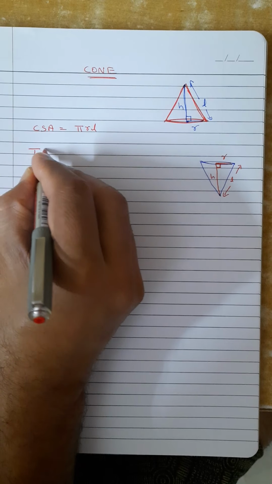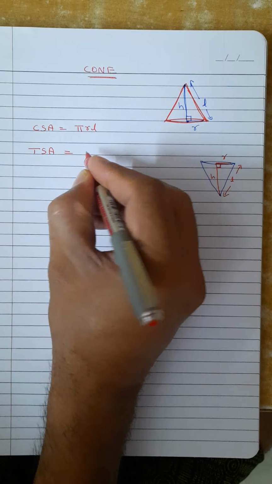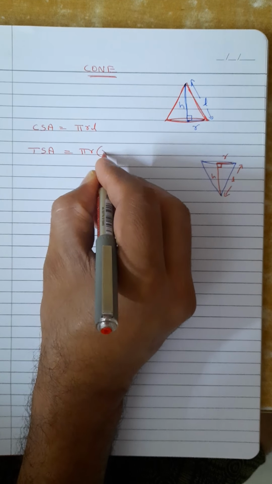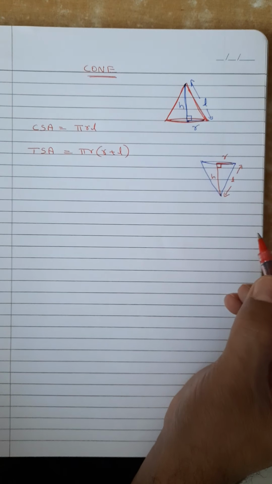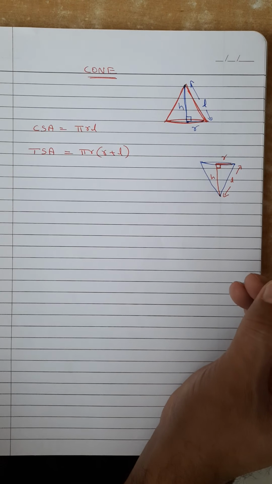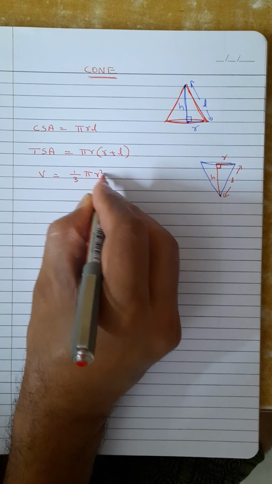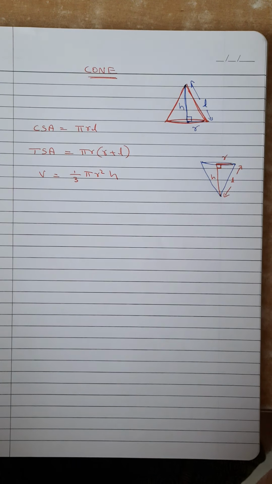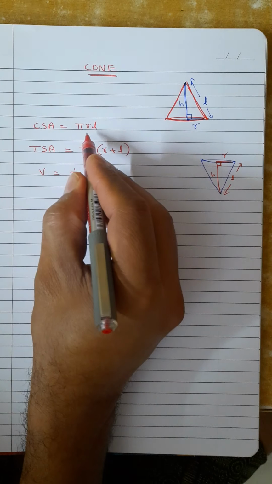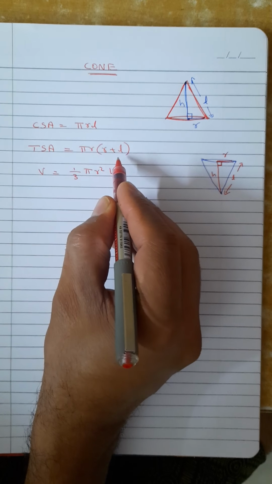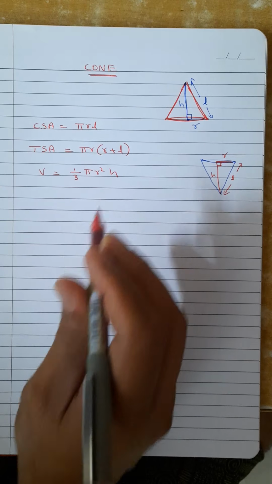What is the formula for TSA? Pi R into R plus L, the total surface area. And for volume, 1 by 3 pi R square H. These are formulas we have to learn by heart. CSA is pi RL, TSA is pi R into R plus L, volume equals 1 by 3 pi R square H.